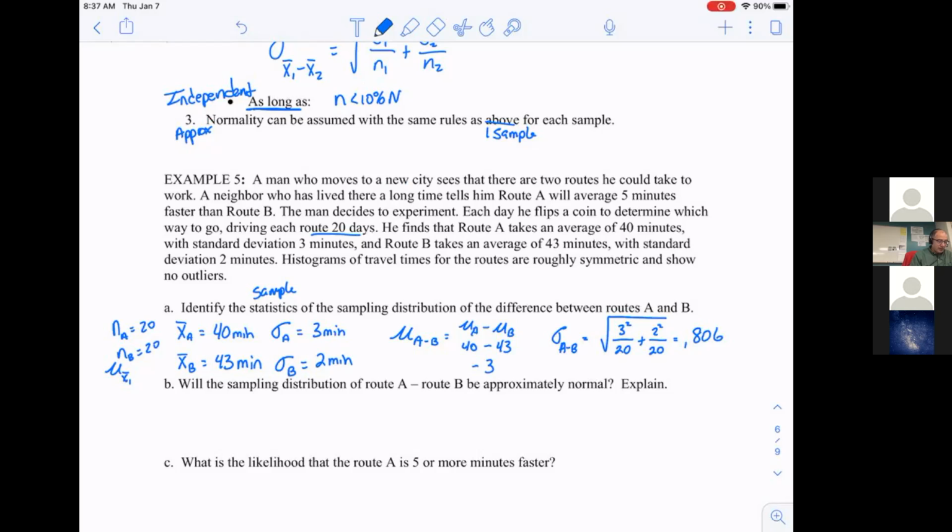All right. The question is, will the sampling distribution of route A minus route B be approximately normal? And again, there's a reason for that in here. Histograms are roughly symmetric and show no outliers. Okay, so because of that, yes, because both samples had roughly symmetric box plots with no outliers.